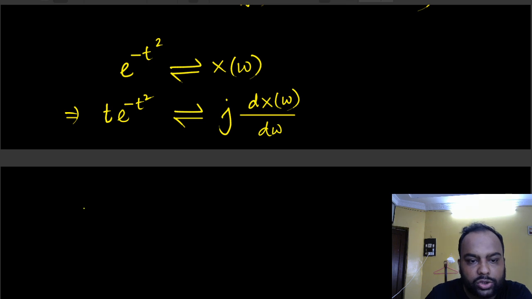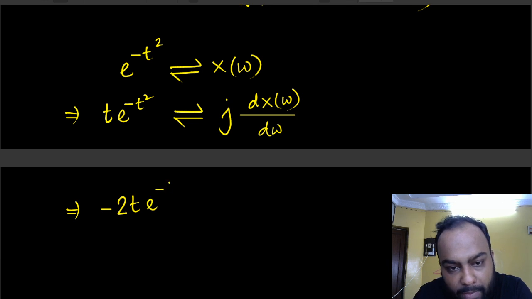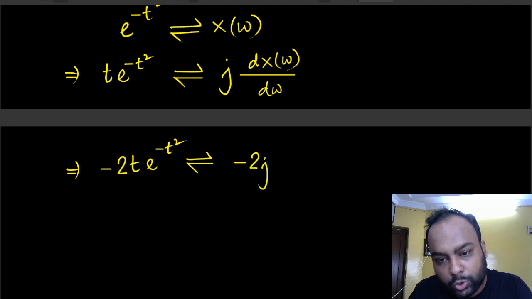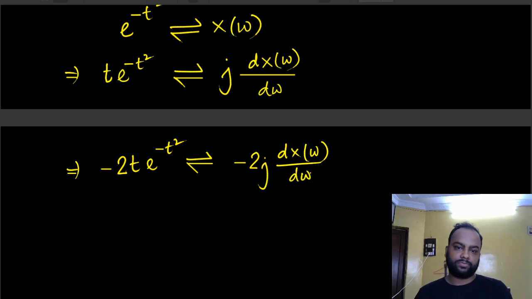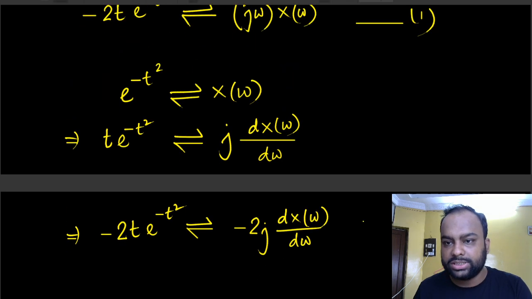All right. So now, of course, we can multiply both sides by minus 2. So I have minus 2t e to the power minus t square, and the Fourier transform of this is going to be minus 2j dX(omega)/d omega. All right. So this is equation number 2.